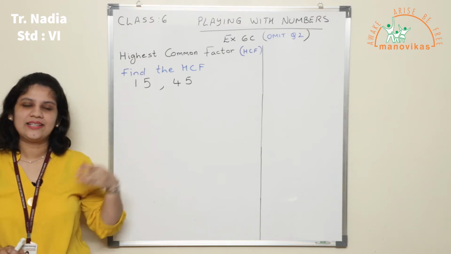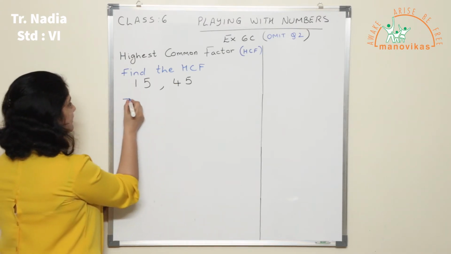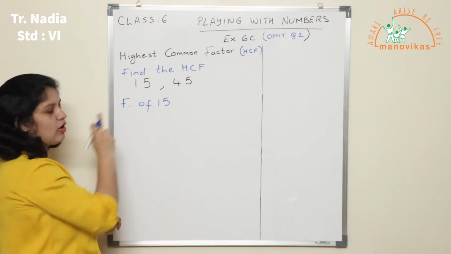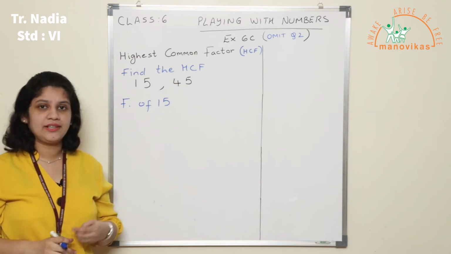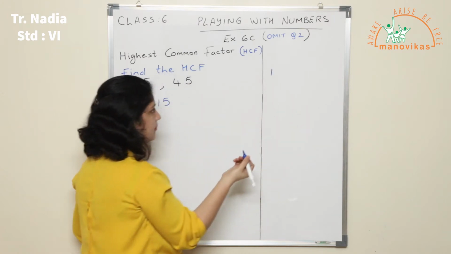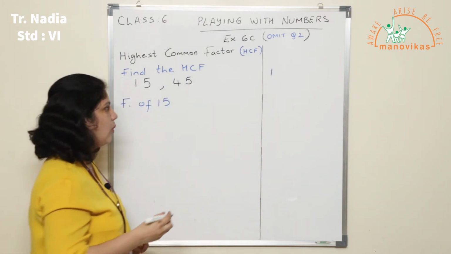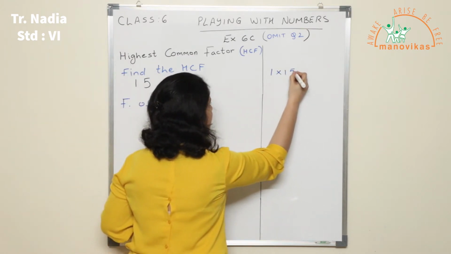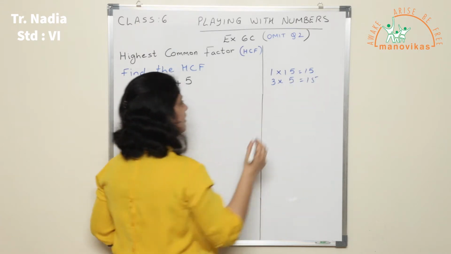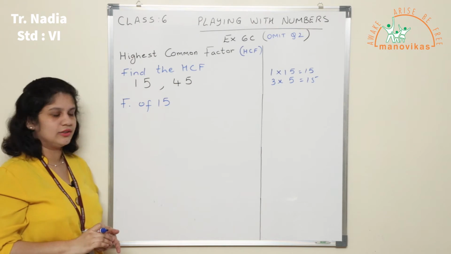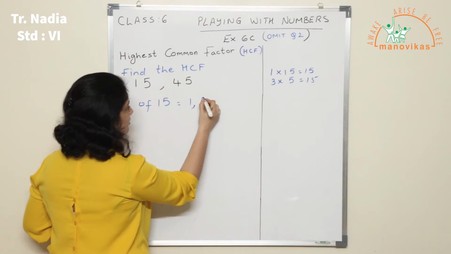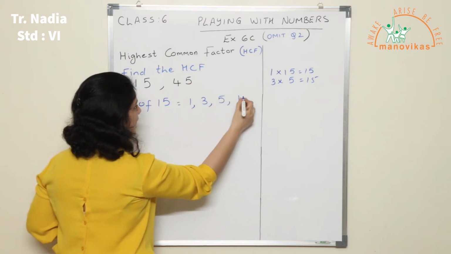Now just to understand, let us first list down all the factors of 15. Here F stands for factors of 15. Let us see 15 can be divided by which numbers. We all know that 1 can divide all the numbers, so the first factor of 15 is 1. We know that 1 multiplied by 15 will give us 15. Then we have 3 multiplied by 5, which will give us 15. Any other tables where we can get 15? No. So the different factors of 15 are 1, 3, 5 and 15.